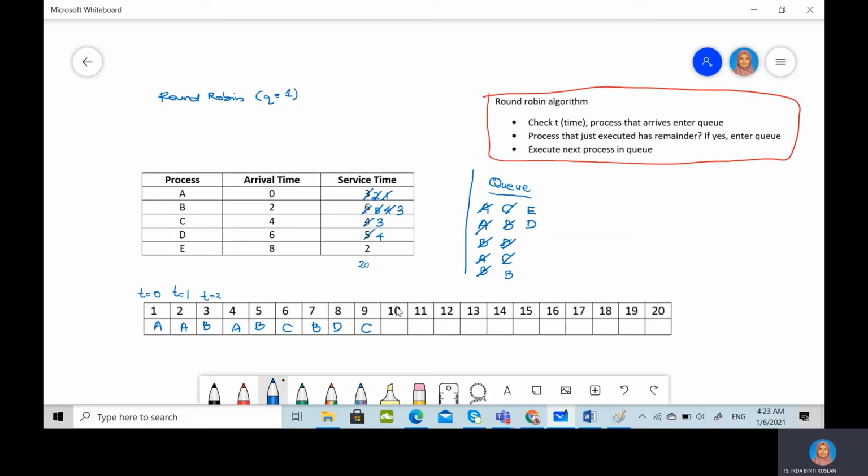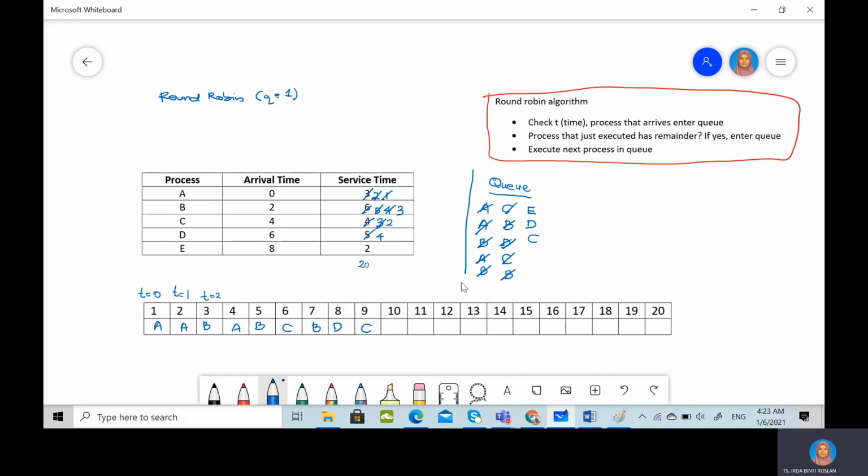At this phase, all the processes have already arrived, so we don't have to check the t. We can skip checking the time slot because by this stage there are no more new processes. The one executed just now, C, does it have any remainder? Yes. So put it in Q.